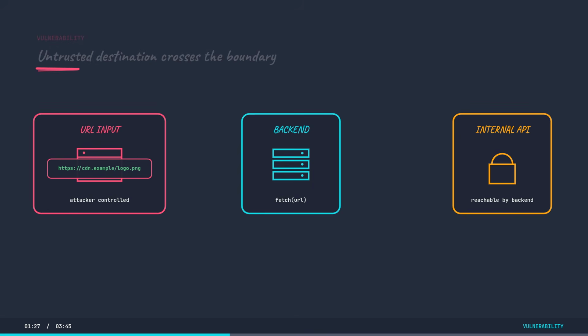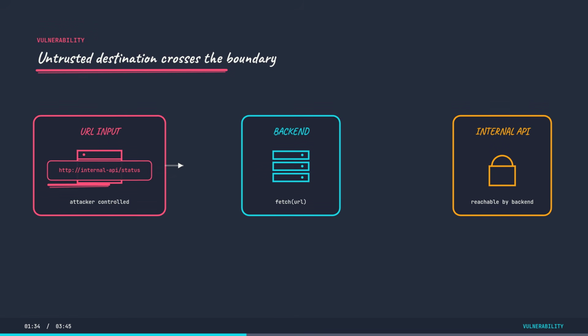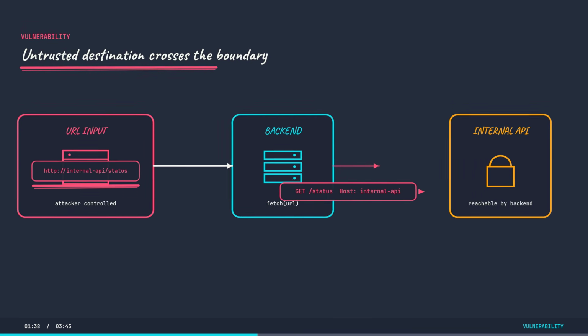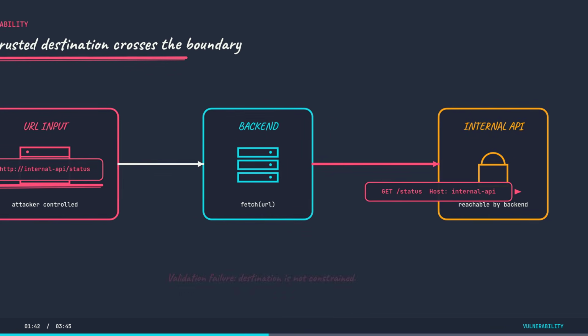How SSRF changes the flow. The vulnerability appears when the backend trusts the supplied destination too much. An attacker replaces the public URL with a location the server can reach, but the attacker normally cannot. The server follows that input and crosses the network boundary on the attacker's behalf.